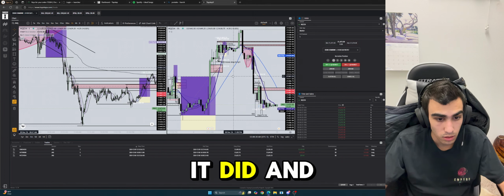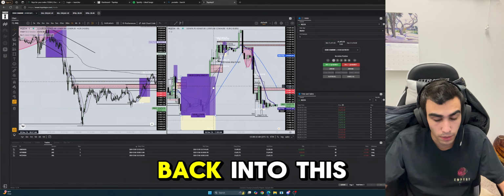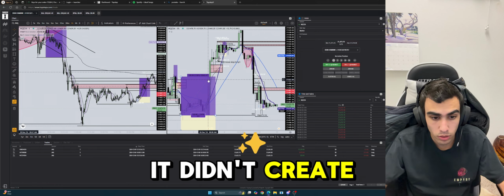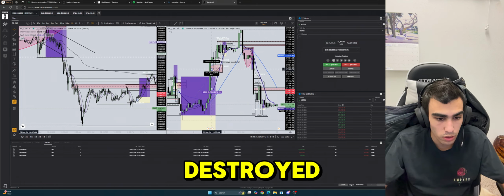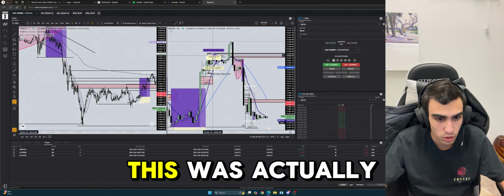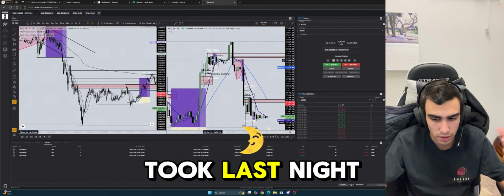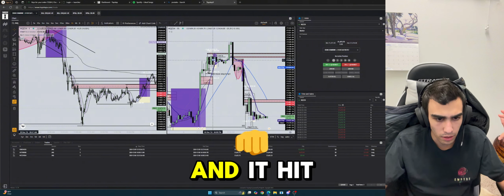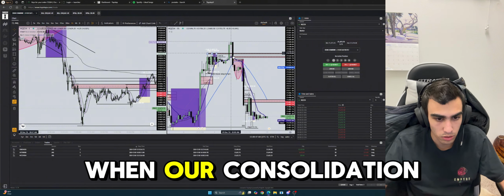It did. And then we did have a retracement back into this 1 hour. It didn't create a fair value gap, actually. It destroyed the fair value gap, continued even higher. We had consolidation here. This was actually the trade I took last night. Yeah, last night. And it hit for take profit, obviously, because this was 1 hour consolidation.